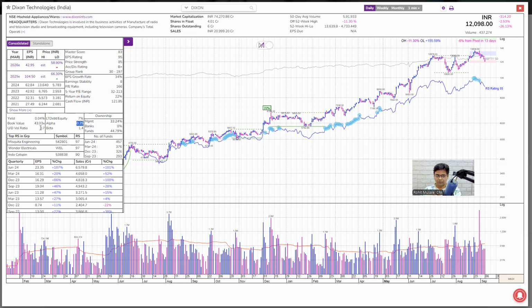And the up-down volume, the demand is not up to the mark. Although the price is going up, it is going up on low volume. And dividend yield, since this is a growth stock, I can understand why the dividend yield is small, because they are reinvesting the profits back into the business.